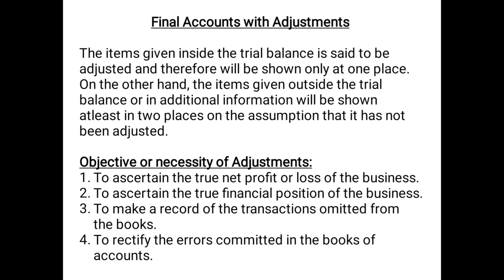So as you can see, the objective or necessity of adjustments: number one, to ascertain the true net profit or loss of the business. Why is the adjustment necessary? So as to determine the true net profit or net loss of the business. Similarly, it is also necessary to ascertain the true financial position of the business. Then, to make a record of the transactions omitted from the books, and to rectify the errors committed in the books of accounts. So these are the objectives why adjustment is necessary.